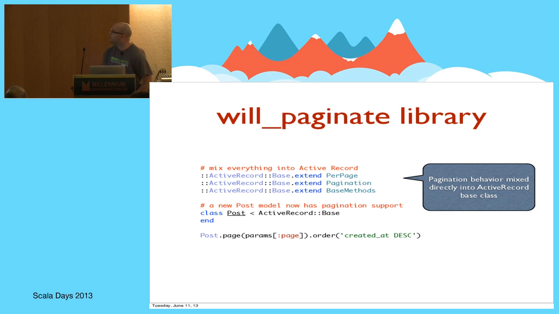So going back to Ruby, here's an example of adding pagination to your project, which is a very common thing. When you're writing a web app, you want to be able to paginate results coming from a database. So here's how will_paginate works.